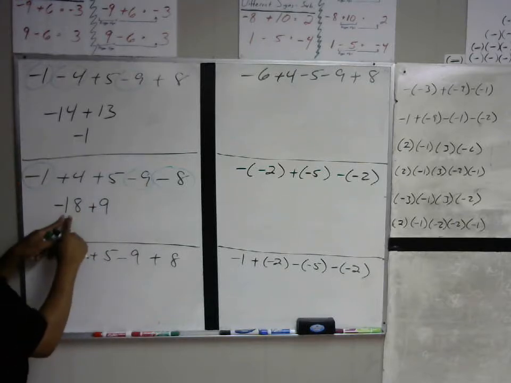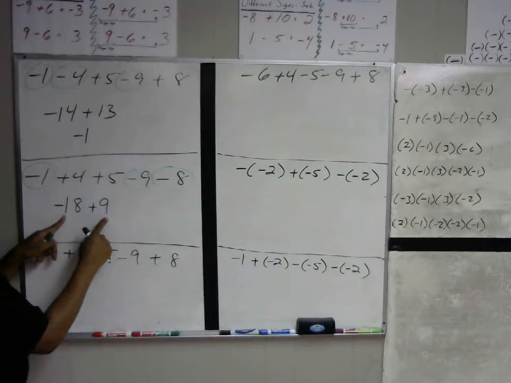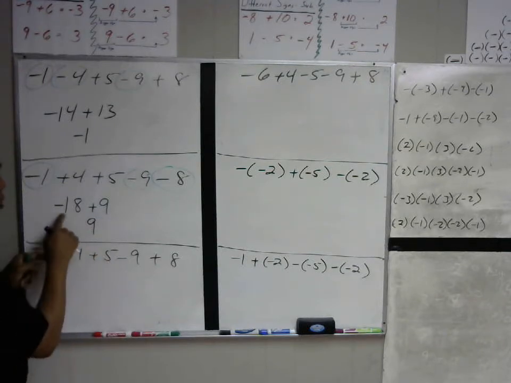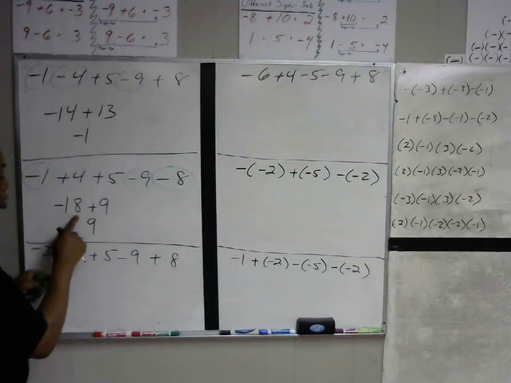Now, this is a negative, this is a positive. Same signs add, but different signs subtract. So 18 take away 9 is going to give us 9. And remember, bigger sign wins. The 18 is the bigger number, and so its sign wins. So that's a -9.